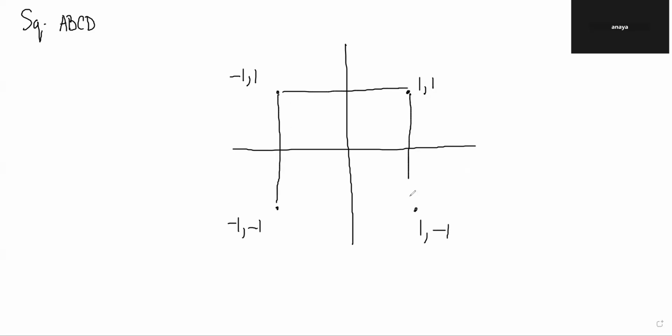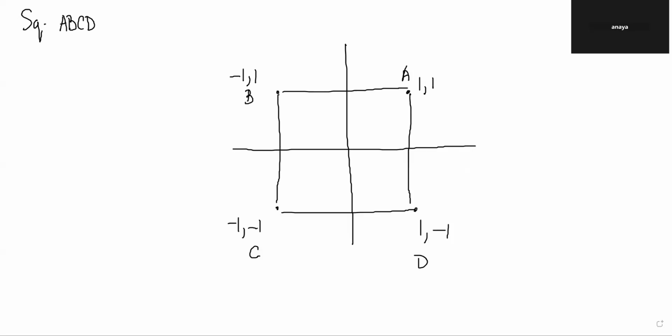This is my square. Each side has length 2. Let's label the points A, B, C, D. Now, consider the following four transformations.